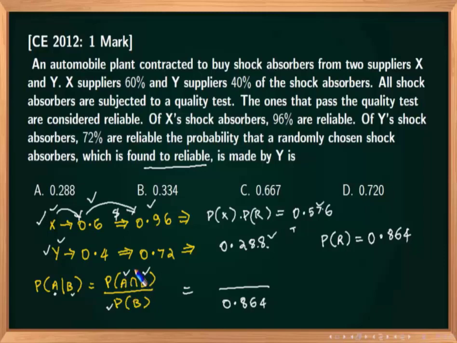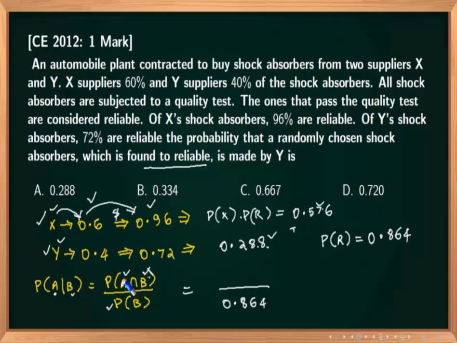So if Y supplies a reliable shock absorber, that probability itself will be P of A intersection B, right? Suppose B were a different thing, like you are trying to find the probability of simultaneous occurrence of getting a bad shock absorber, that is B, and getting a good shock absorber from Y. In that case, this numerator will be 0, because you cannot get a bad along with a good from Y. But here you are going to get a good from Y, and along with that it must be a good one. That is the meaning of that.